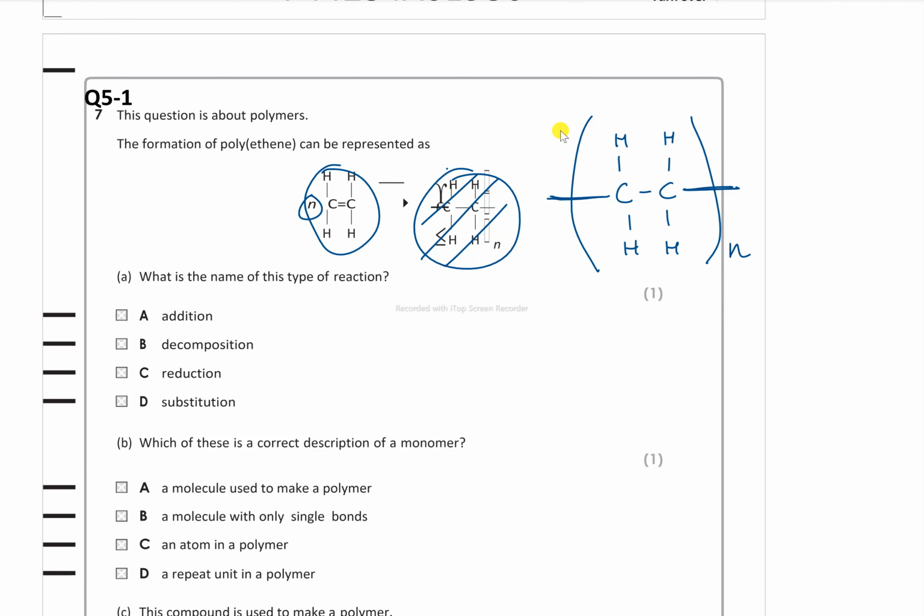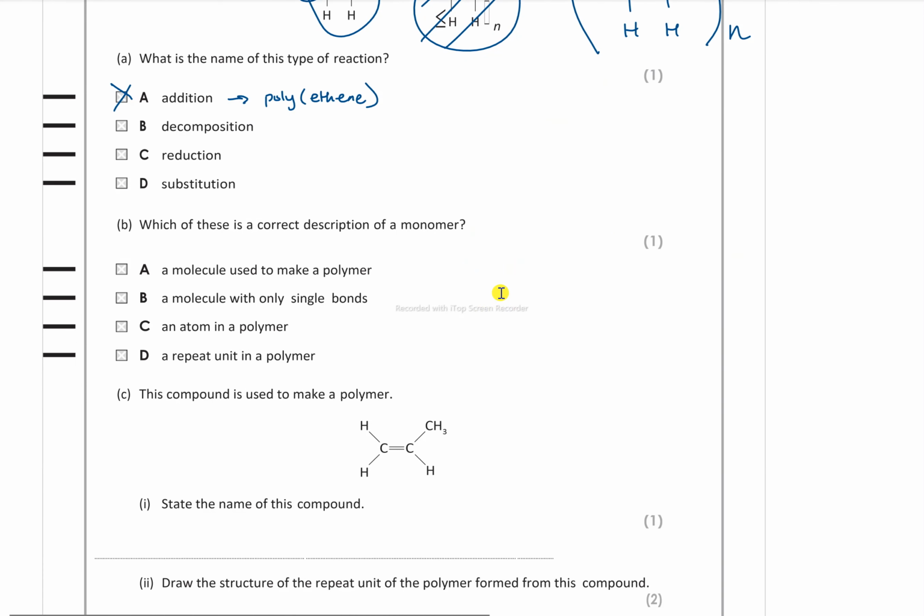Right, what type of reaction is this? It's addition, because you only end up with one product. You only end up with one product, yeah. So just remember, when you've got addition, you only get one product, and in this case, it's polyethene. What's the description of a monomer? A molecule used to make a polymer. Yeah, simple.